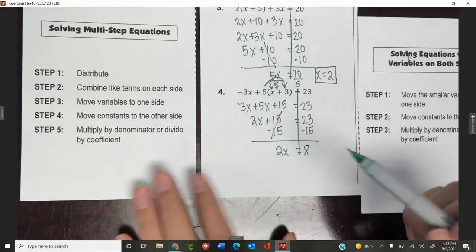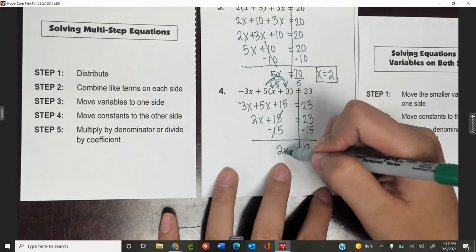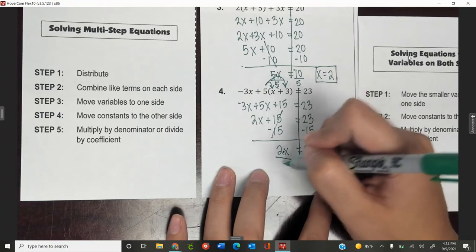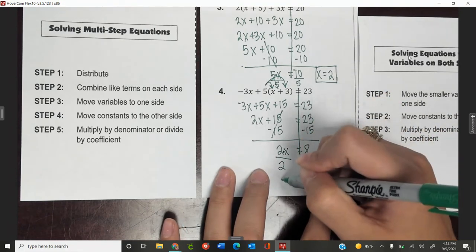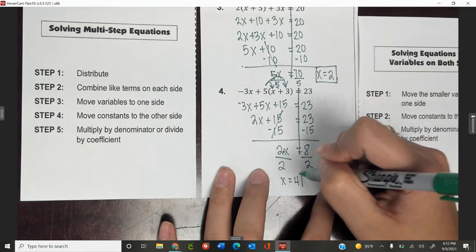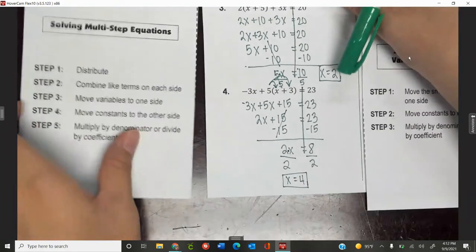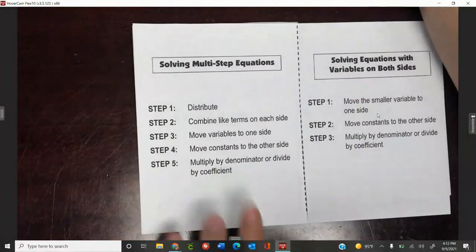Now my last step is to divide by my coefficient, because 2 and x are multiplying each other. So divide by 2 on both sides. We now have x equals 4. Okay, so that was solving multi-step equations.